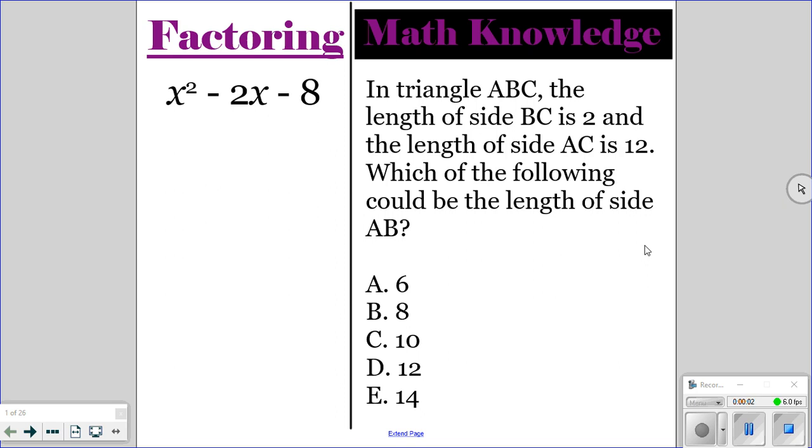All right, so y'all go ahead and do the factoring and the math knowledge question for today. Pause the video, and then once everyone is finished, you can unpause the video, and I'll go over the correct answers. So for the factoring, you should have x minus 4 times x plus 2.